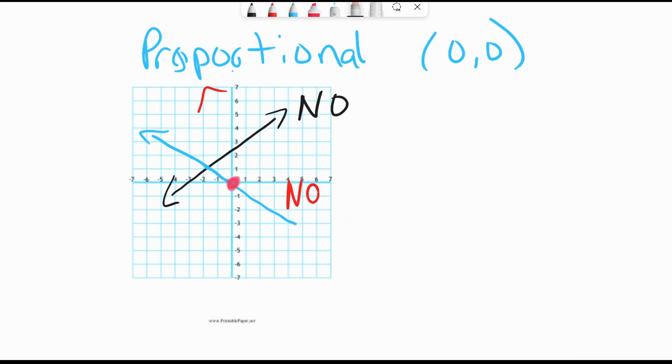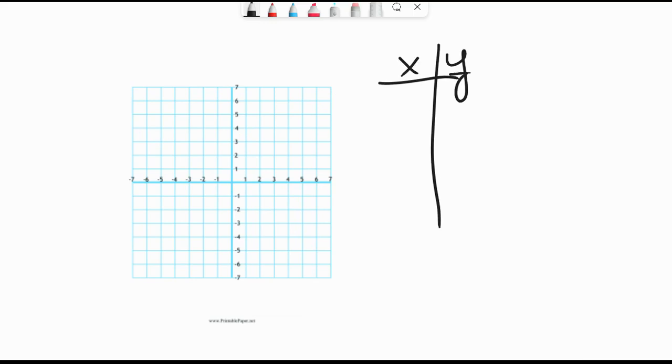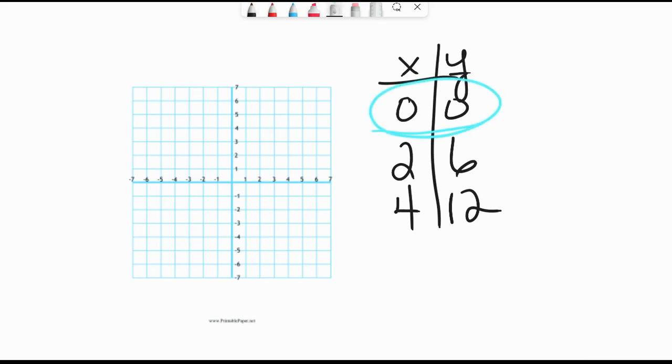Okay, now we're going to look at tables. So let's look at how a table would look if it's proportional and how we would know. All right, so let's say I have this table. If I have this table, there are two ways to tell. The number one way and the easiest way is to just look if point zero zero is listed. If point zero zero is there, that means when you graph it, that's going to be on the line.